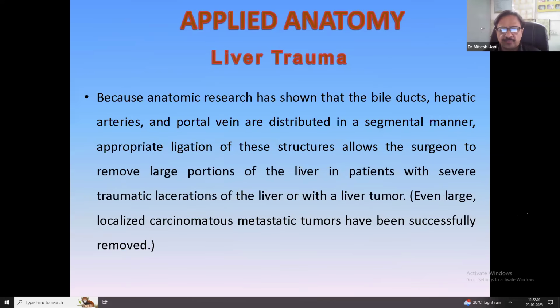In liver trauma, anatomic research has shown that the bile ducts, hepatic artery, and portal veins are distributed in a segmental manner. Appropriate ligation of these structures allows the surgeon to remove a large portion of the liver in patients with severe traumatic laceration of the liver or with a liver tumor. Even large localized carcinomatous metastatic tumors have been successfully removed. This is a special organ which has eight segments, and each segment has its own blood supply. So the surgeon can do the surgery and save the remaining segments.